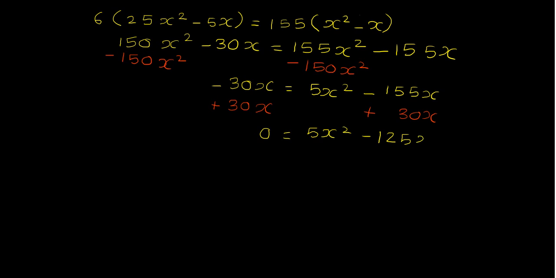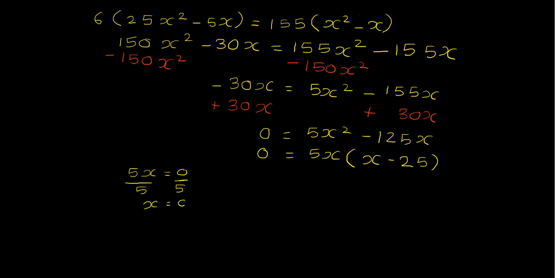What I'm going to do now is I'm going to factorize this. So I'm going to have 5x, open brackets, then I'm going to have x minus 25. So when these two multiply, 5x multiplies by x minus 25 to give you 0. So you can have either 5x equals 0. If you divide both sides by 5, you get x equals 0. But the problem is you cannot have 0 counters, so this solution would be incorrect.